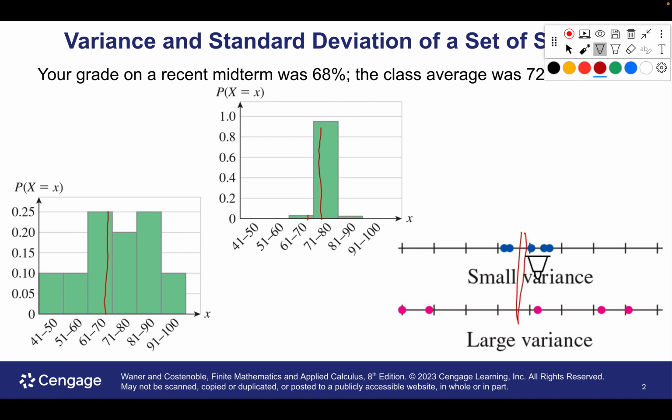So when we calculate these numbers, the bigger the number, the bigger the spread. It's hard to really understand what those numbers mean. We'll try to give meaning to them, but we come up with a number, and it's just indicating whether there's a big spread or a small variance or a large variance.